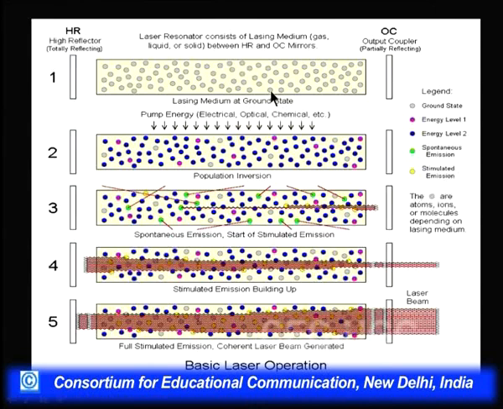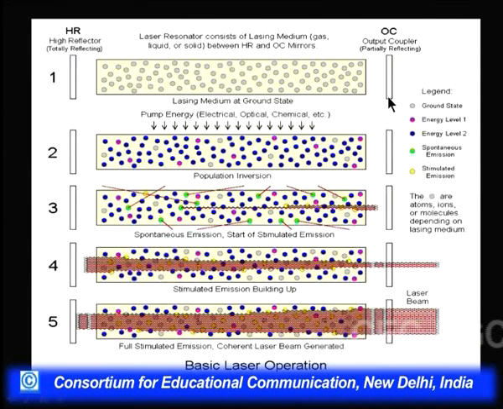Now here again we define the diagram. We are talking about light amplification, and how we can get the laser light. In light amplification we require the cavity. What is this cavity? It is made of two mirrors and the active medium in between. Here we see one mirror is a high reflector and the second is a partial reflector, also called the output coupler.